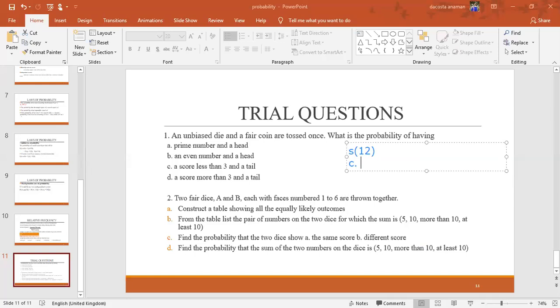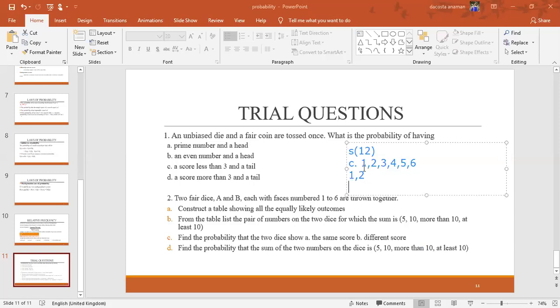A score less than 3 and a tail. If you want to get a score less than 3, the scores range from 1, 2, 3, 4, 5, and 6. We want a score that is less than 3. That means the score should be 1 and 2, the first two, 1 and 2.